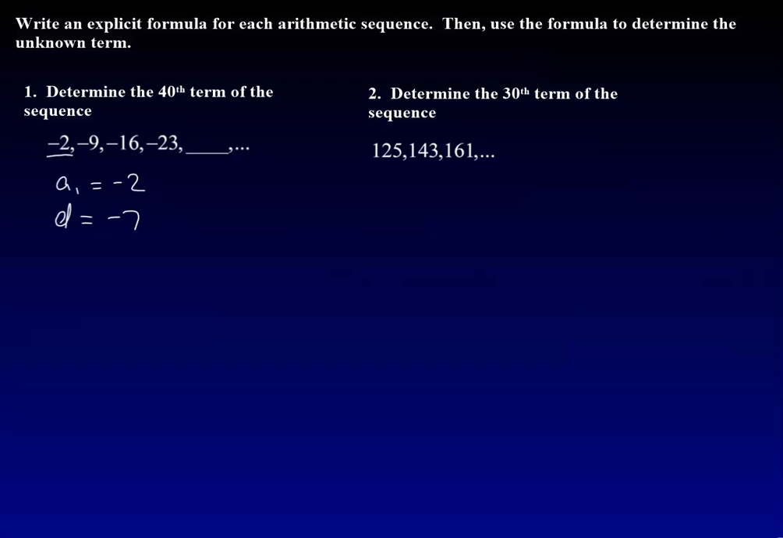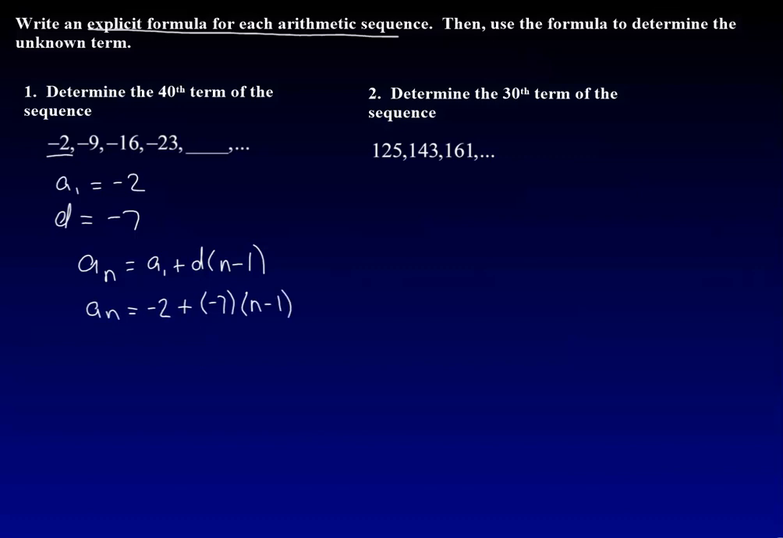Okay, so now I'm going to use that formula from before. A sub n equals a sub 1 plus d times n minus 1. And so we're leaving n in here because we're writing the explicit formula for the arithmetic sequence. So a sub n is equal to negative 2 plus negative 7. You will find that anytime I have a negative number after a plus, I always put it in parentheses, just so that people don't get confused that there's a negative number.